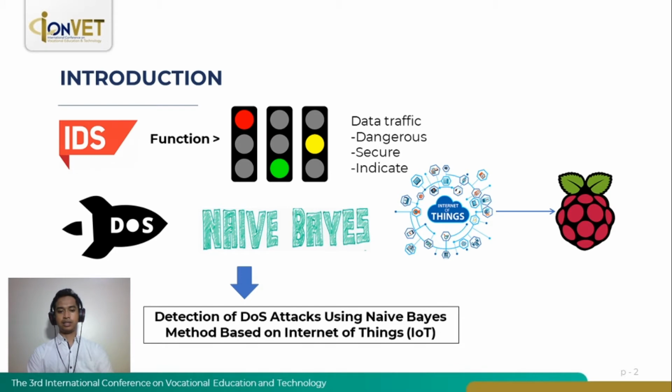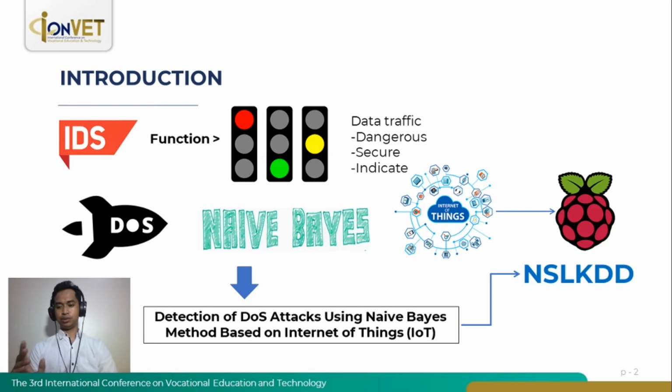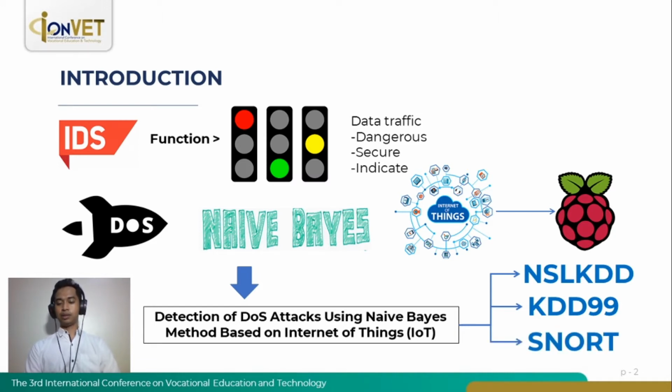For that, I will explain my research about detection of DOS attack using the naive Bayes method based on IoT. In this research, I will use a training dataset, NSL-KDD, in the KDD 99 format. This format has 41 attributes and 1 label. I will use Snort to help the Raspberry Pi act as a node IDS.